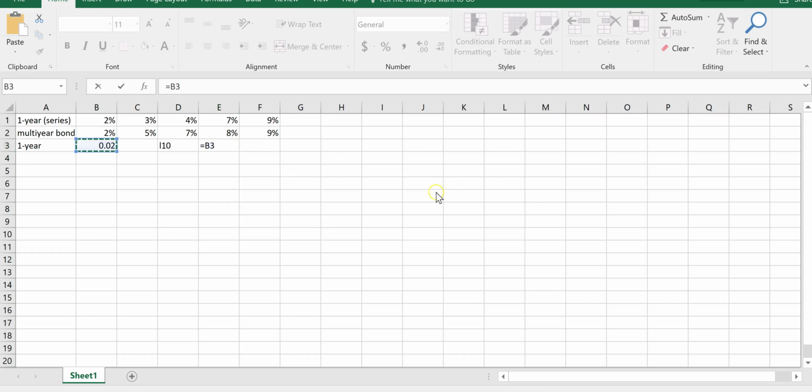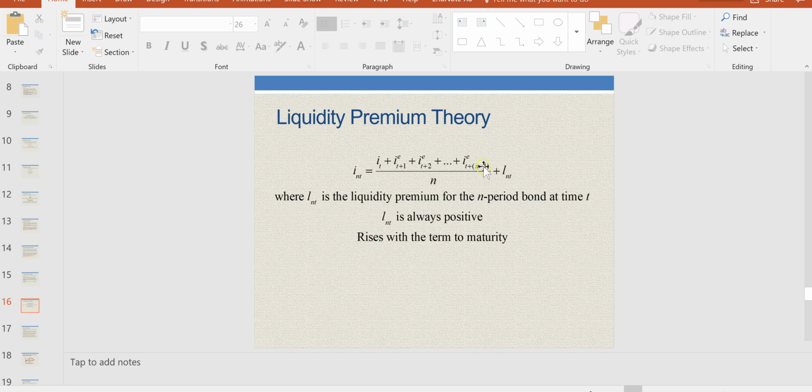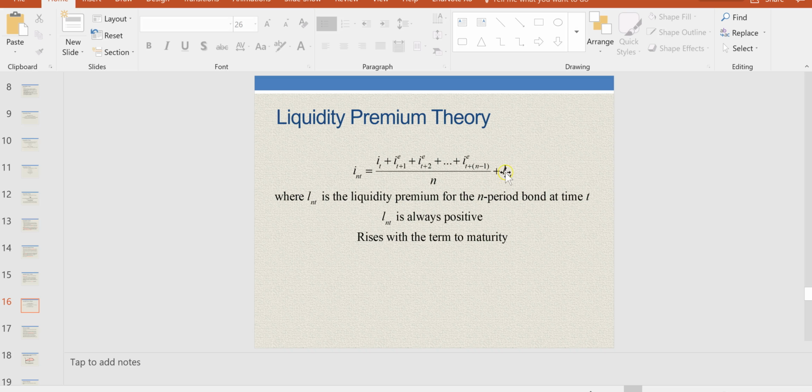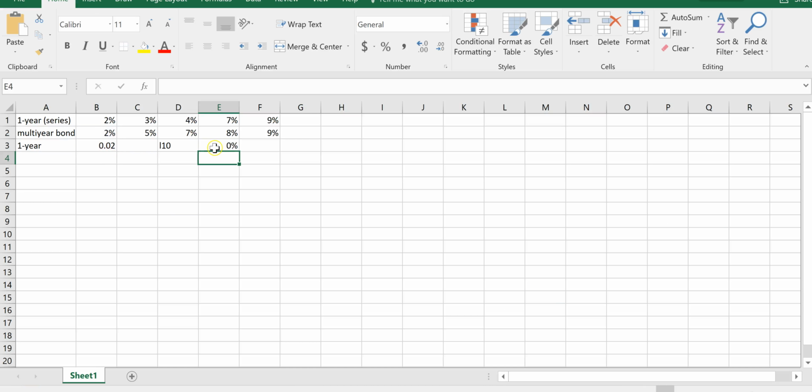Then the liquidity premium should be just the difference between the long-term interest rate, in this case the multi-year bond interest rate of 2%, and this first component. That's what this LNT equals. So that's 0%. For 1 year it's a no-brainer, because there's no discrepancy between the maturities.